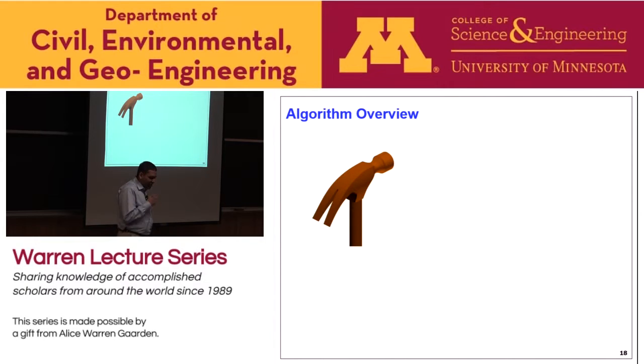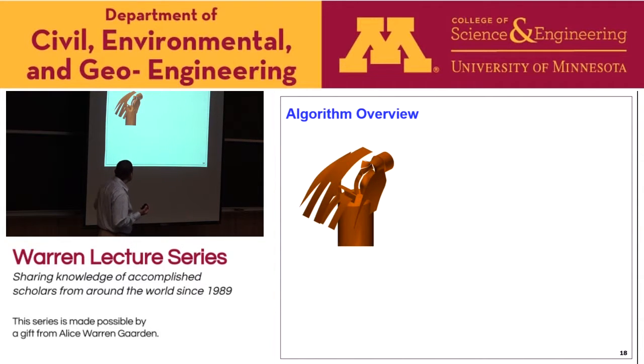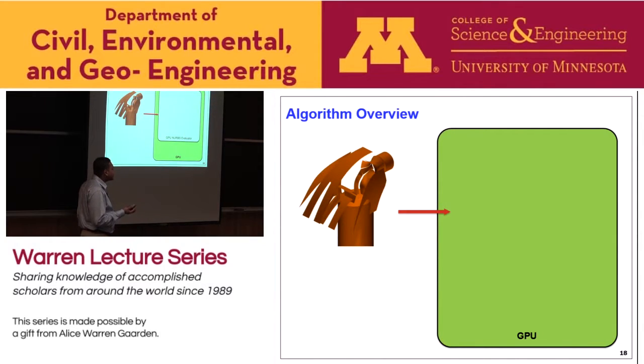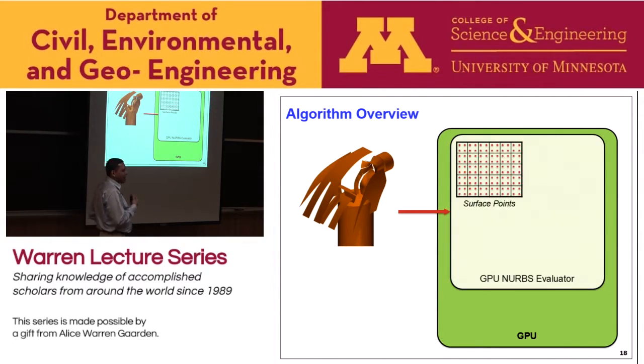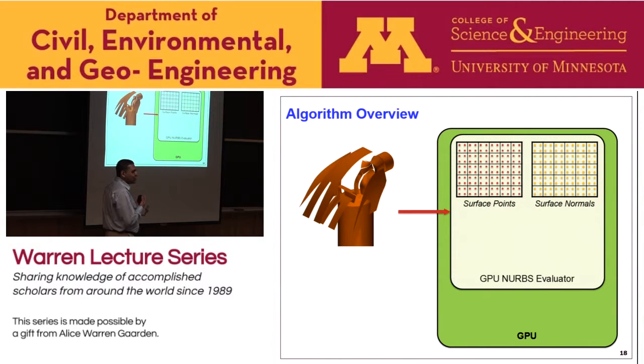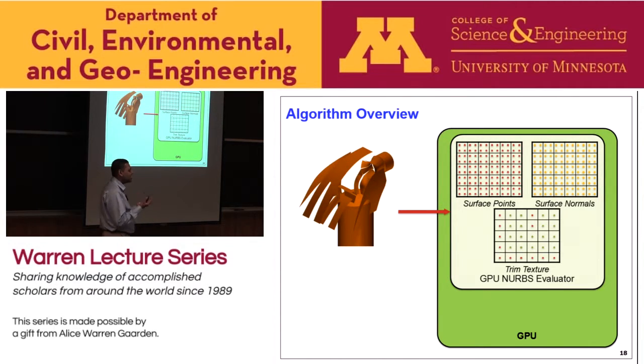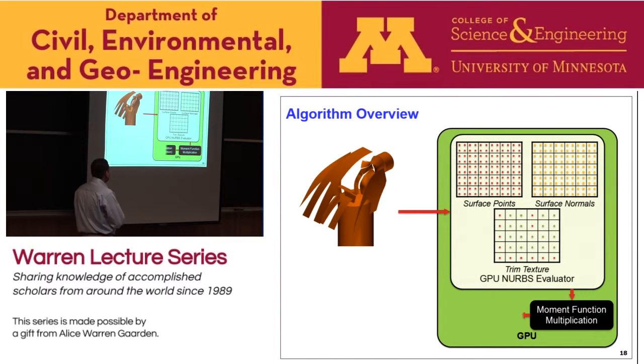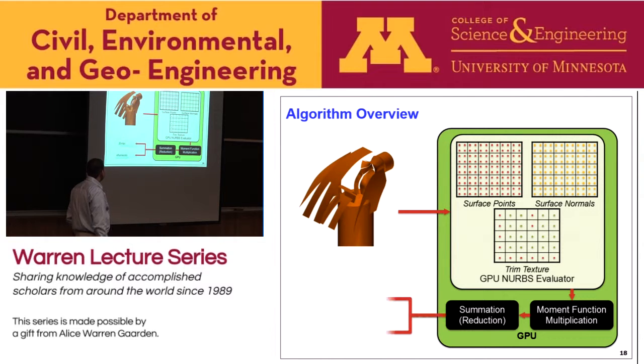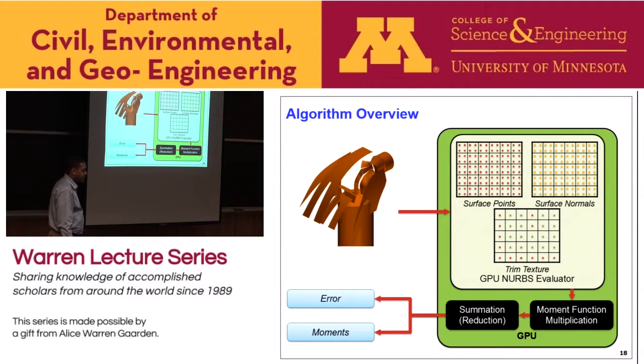To give a visual example of what happens, you basically have this complex NURBS model. We split it into different NURBS patches, so each patch corresponds to one NURB surface. We then use our GPU evaluator, which I talked about previously, to evaluate points on the surface, also the normals on the surface, and we also have what is called a trim texture, which tells which points are inside and which points are outside the particular model. And then we basically perform multiplication and summation, and then we can get not only the moments but also the errors associated with it.